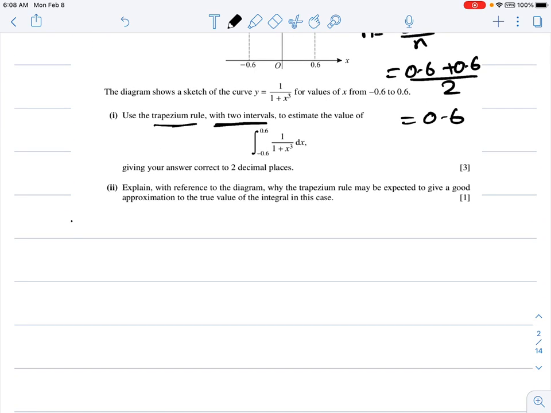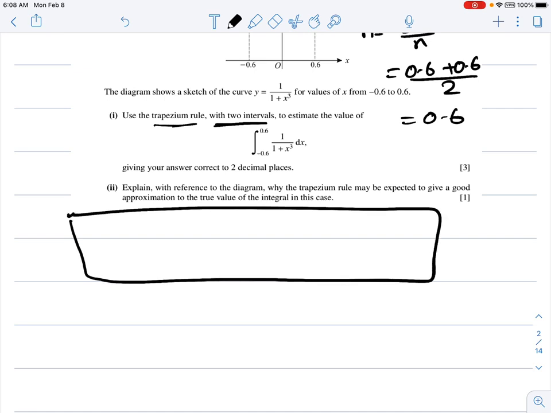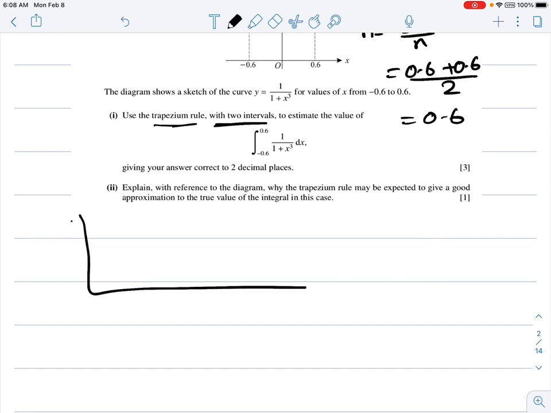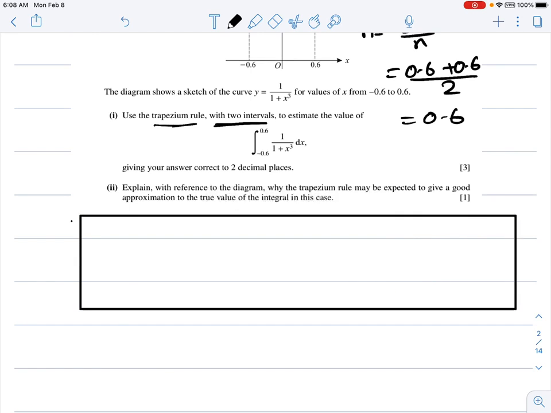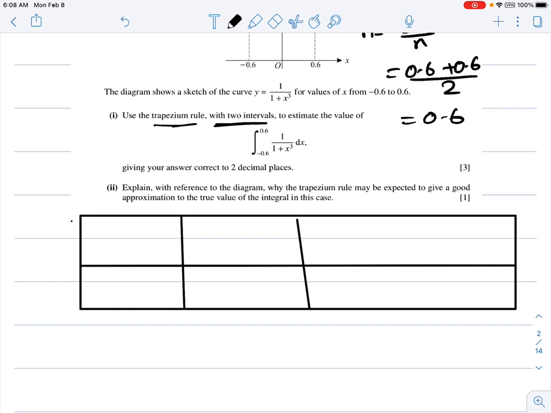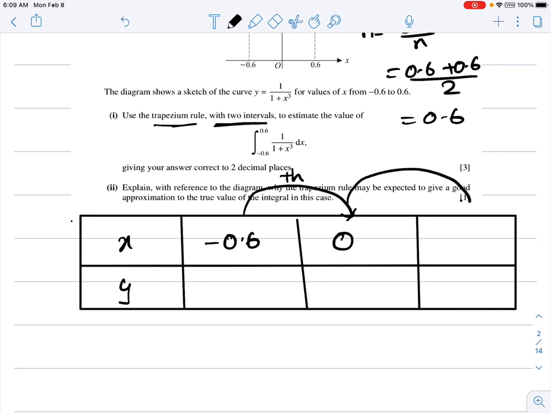Once I get that h value, I need to draw a table. Let me draw a very simple table. I got those values of x and y. Start with a, which is minus 0.6, then add h to it. So it becomes 0, then again add h to it. So it becomes 0.6. Once I get the upper limit, stop there. Now I need to get the y values.